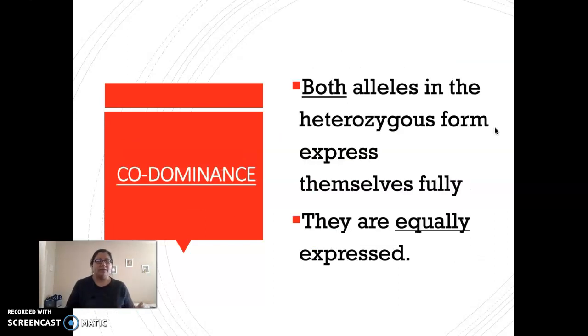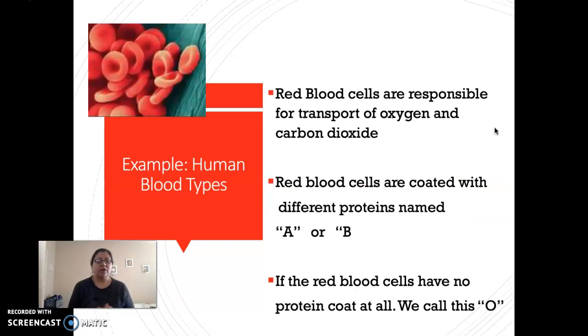So our first one is codominance. With codominance, if we remember our Mendelian genetics, normally you have a dominant and a recessive trait. For codominance, both alleles are going to express themselves fully. So if you have your dominant and your recessive, you're going to see both of them. A good example is going to be human blood types.